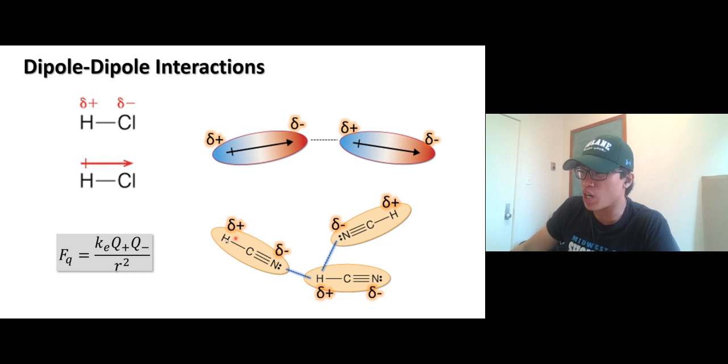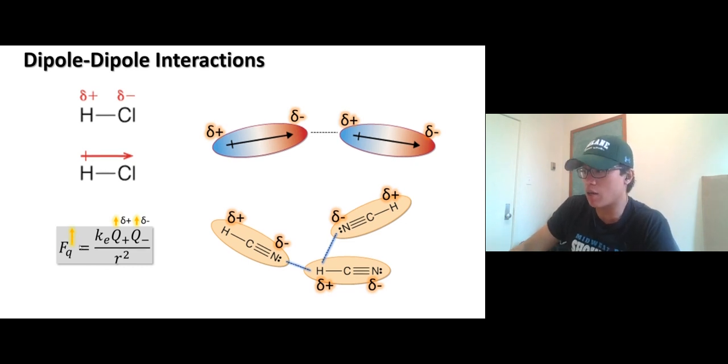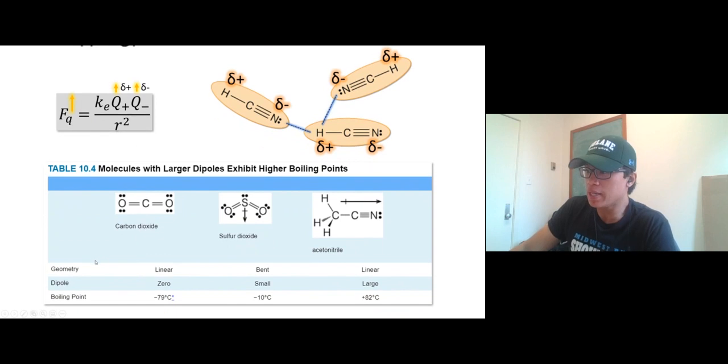Since the charge is not a real charge, it's just a partial charge, compared to the charge from the ionic compound, the quantity of Q here, the charge, is not as high. And that makes the dipole-dipole interaction all right. So not that strong, but it's all right. It's got something.